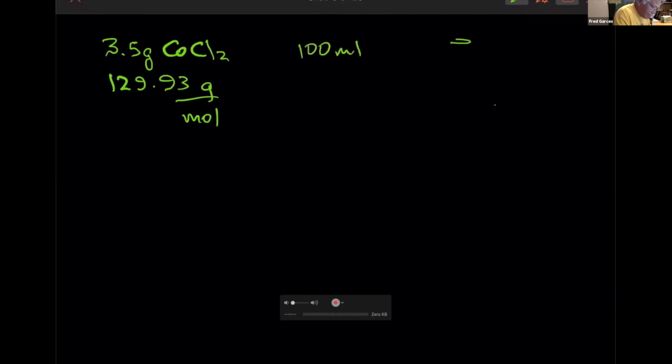But we have 3.5 grams of cobalt chloride. Let me go ahead and do this. The molar mass is 129. And usually I give you the molar mass, unless I'm being mean, then I let you guys calculate that. It's dissolved in 100 milliliters of solution. So we basically have a volumetric flask. That right there is 100 milliliters of solution, and we're adding to this 3.5 grams of cobalt chloride.